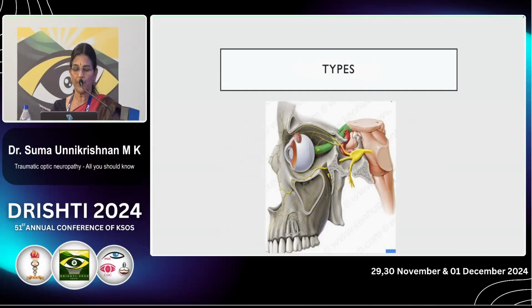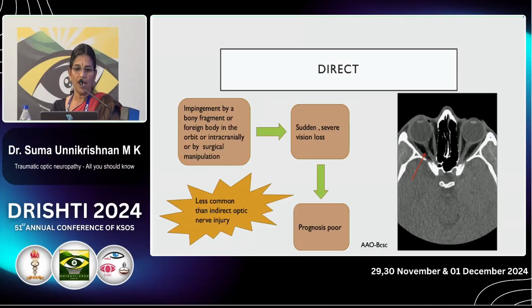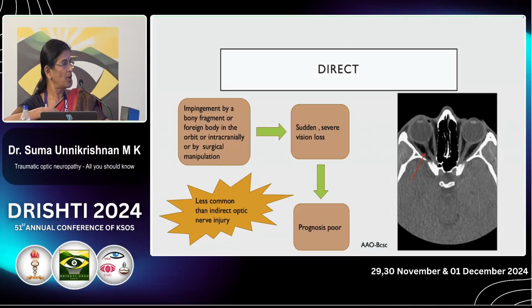There are two types as per the mechanism. One is a direct one, which directly causes damage to the optic nerve, or an indirect one. The direct one is usually due to impingement by a bony fragment or foreign body in the orbit or intracranially, or by surgical manipulation. In that picture you can see there is a transection of the optic nerve, intraorbital part, without any fracture. It is due to a direct injury.